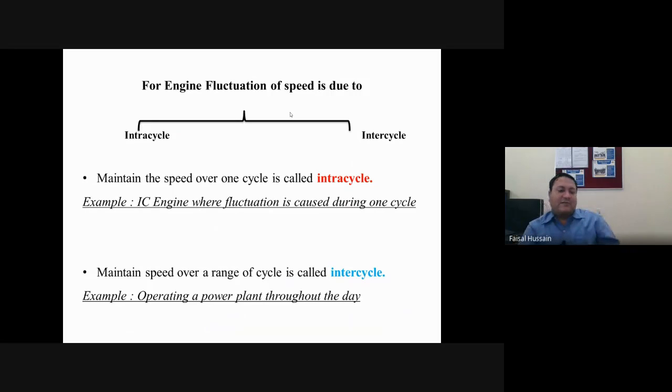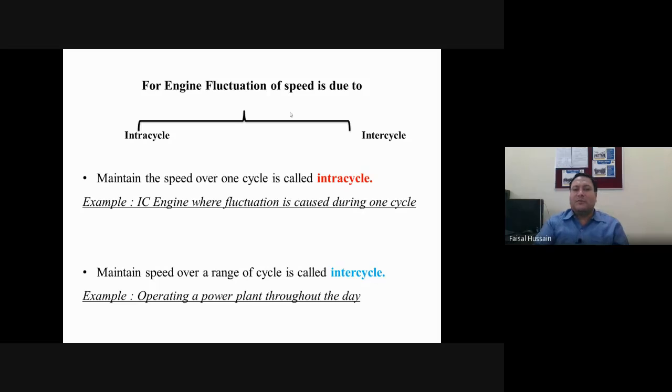Now in flywheel there are two types of cycles. One is intra-cycle, another one is inter-cycle. Intra-cycle का मतलब क्या हुआ? Intra-cycle means maintain the speed over one cycle. एक cycle में आप speed maintain कर रहे हो, यानी one revolution of crankshaft, cycle is completed. Cycle is completed in 2 revolutions of crankshaft.